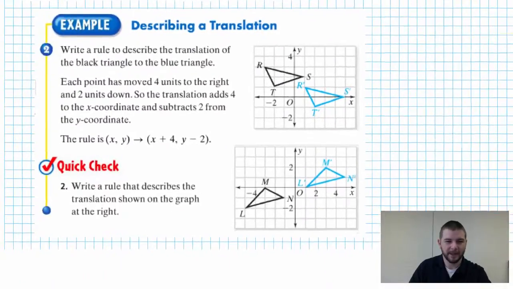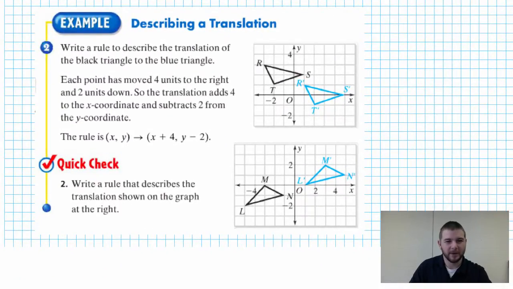Example number 2, describing a translation. Write a rule to describe the translation of the black triangle to the blue triangle. Each point has moved 4 units to the right and 2 units down, so the translation adds 4 to the x-coordinate and subtracts 2 from the y-coordinate. The rule is the point xy is translated to, using the arrow notation, the point x plus 4, an increase of 4 in the x direction, and y minus 2, a decrease of 2 in the y direction.